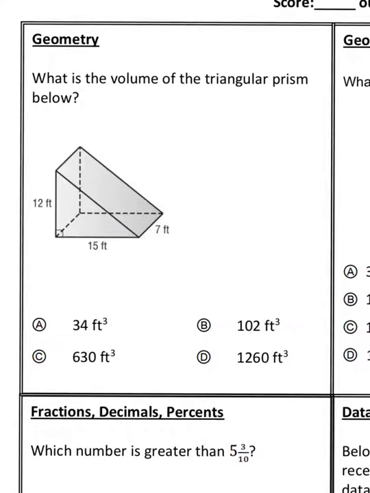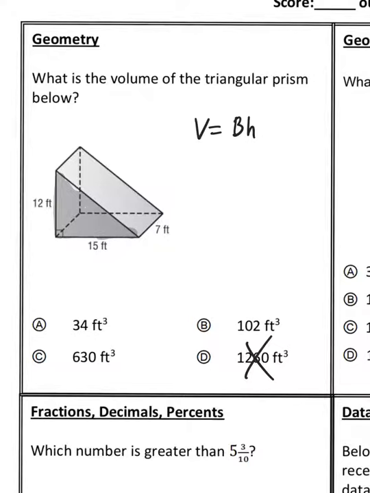Do not do length times width times height because this is not a rectangular prism. So if you had D, you just multiplied your three dimensions and that is wrong. The formula for volume of a triangular prism is volume is big B times H, where big B is the area of the base. Now the base is any one of these triangles, so I'm going to highlight that triangle right there and I have to find the area.